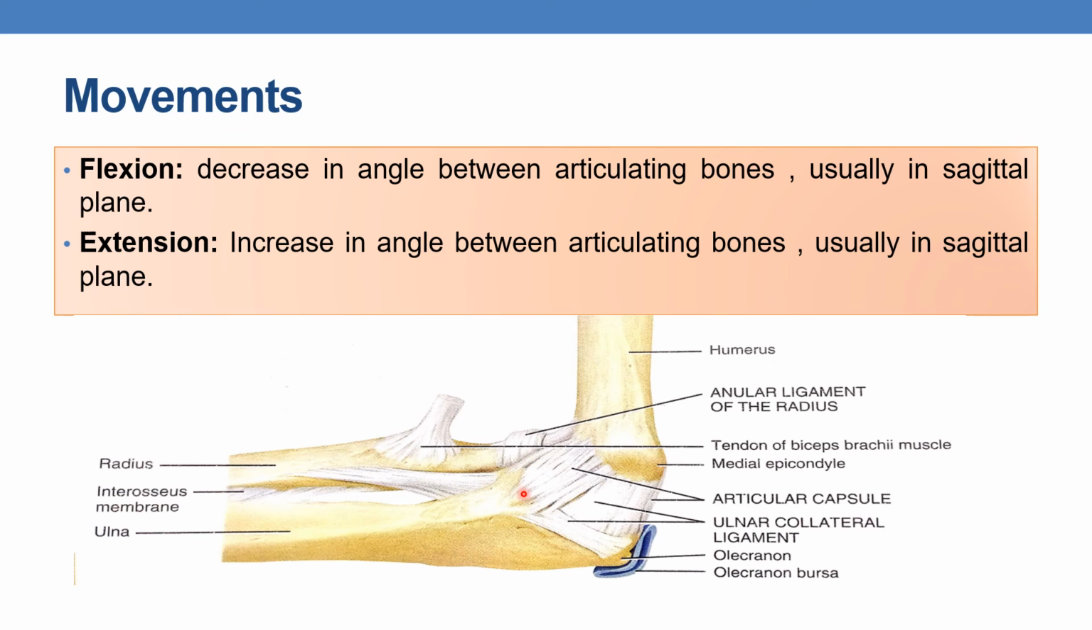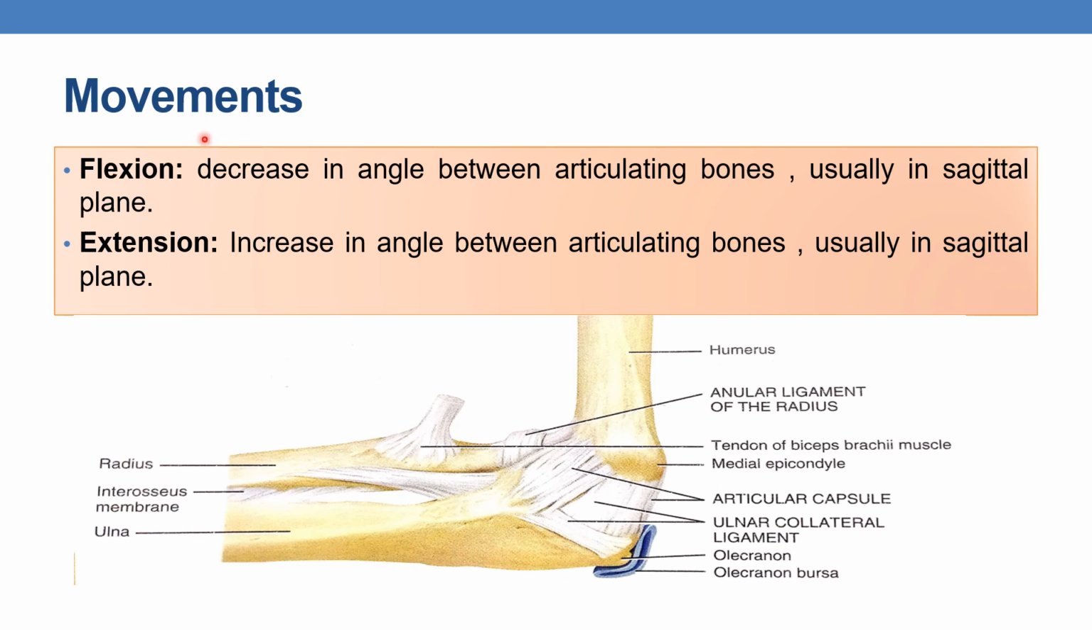The next is articular capsule. Here you can see this is the articular capsule and this is the articular capsule. Next, these two are the ulnar collateral ligaments. And this is the olecranon bursa, the blue colored one. And this is the interosseous membrane which joins the shafts of two bones, radius and ulna.